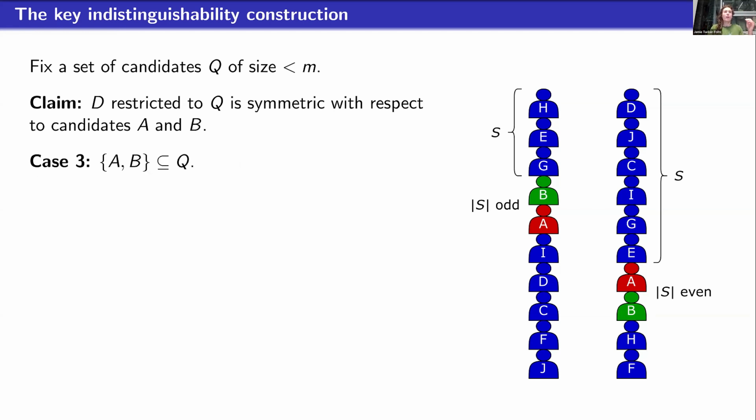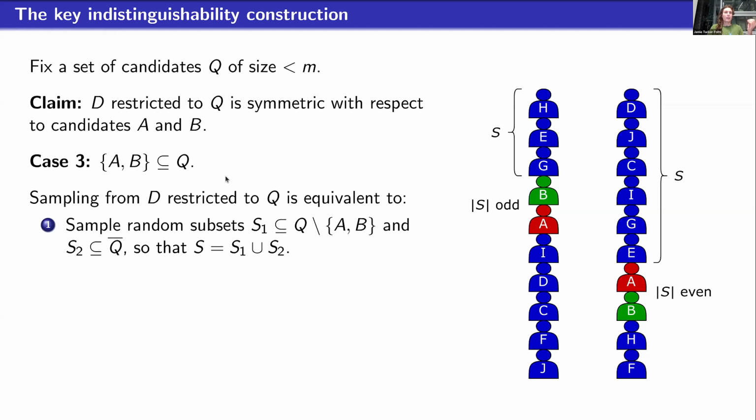Okay, the hard part is what if Q contains both A and B? And it's not even that hard. Basically, here's an equivalent way of sampling from this distribution D, where I do this random set S, but restricted to Q. I'm going to do that by sampling random sets S1 from everything in Q except A and B, and S2 from everything not in Q. Remember, because Q has size less than M, this set Q complement is non-empty. This is where I use the assumption that my queried set has size less than M.